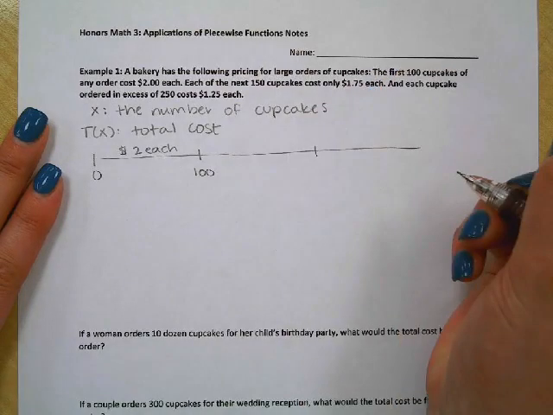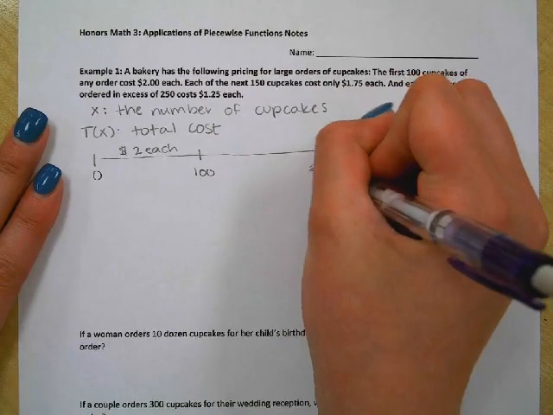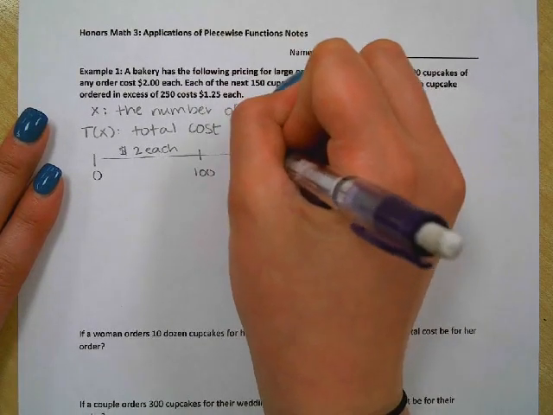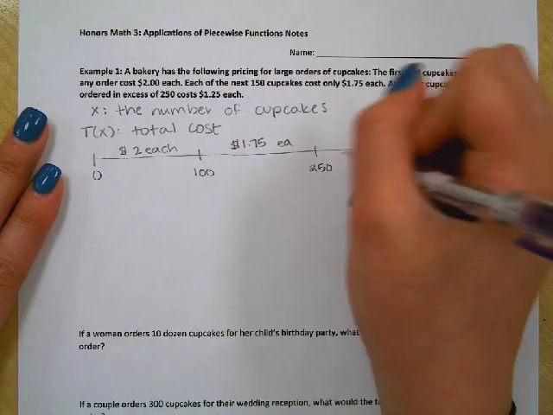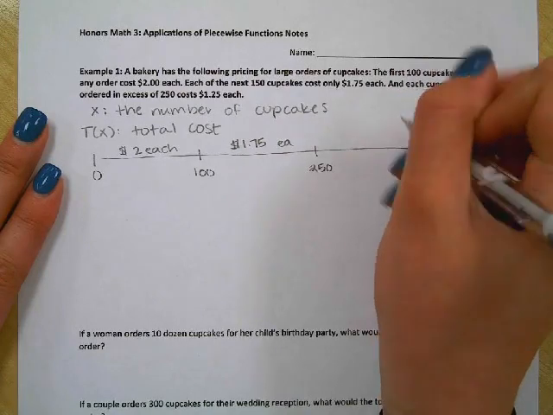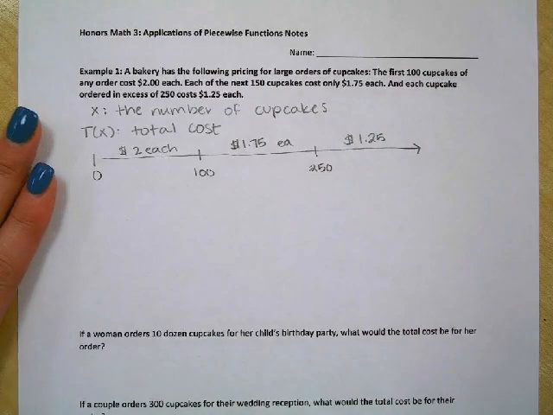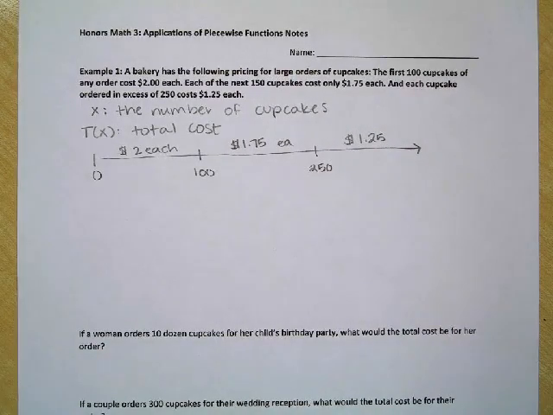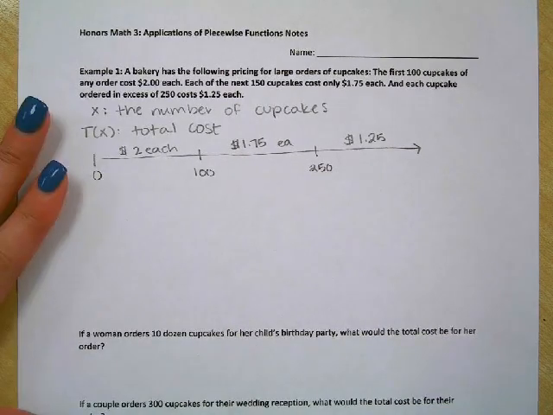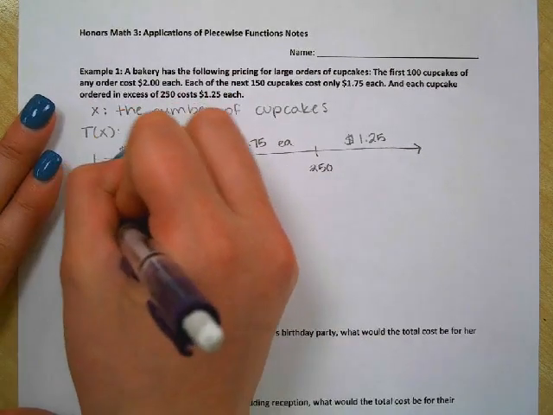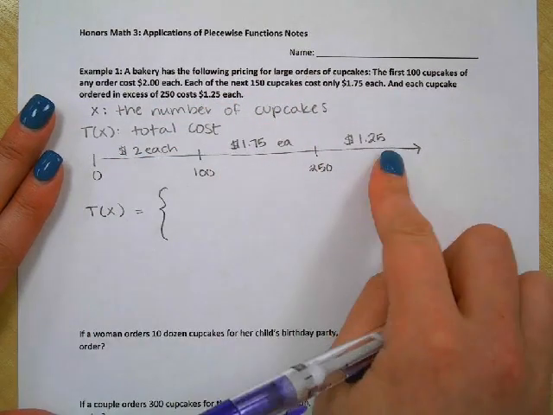The next 150 cupcakes, so 100 plus 150, that'd be 250. All of these cupcakes will cost $1.75 each. And then any cupcakes in excess of 250 are going to be $1.25 each. In theory, we could order infinitely many cupcakes, although eventually they're going to run out of time and materials. So my piecewise function, or my total cost, is going to have 3 pieces.